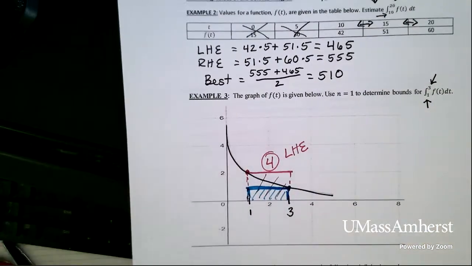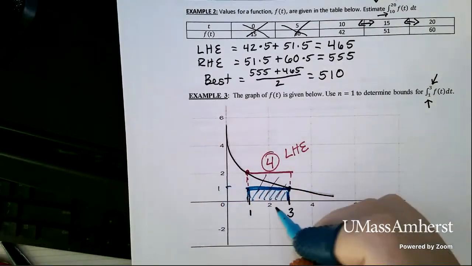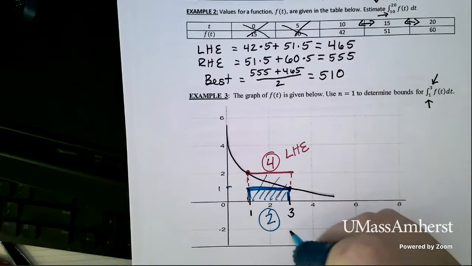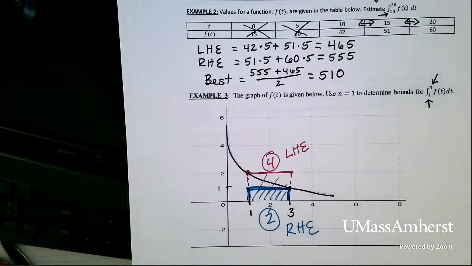So again, the width is still 2, but now the height is approximately 1. So 2 times 1 gives me an area of 2 as a right-hand estimate. And the question asked to determine the bounds.